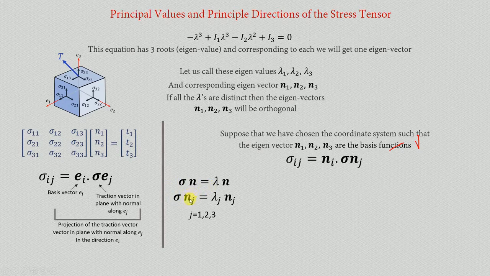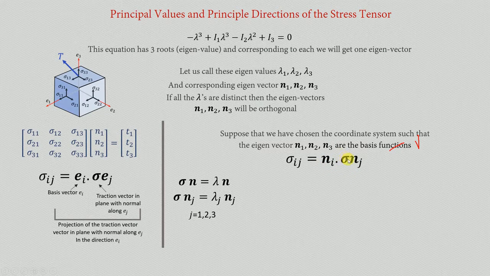So we write for sigma like this. This is actually three equations. Sigma n1 is equal to lambda 1 n1. Sigma n2 is equal to lambda 2 n2. Sigma n3 is equal to lambda 3 n3. There are three equations which are obtained from solving this. We didn't know n. After solving this characteristic equation, calculating lambda, and putting it back into this, we calculated these three orthogonal vectors n1, n2, n3.